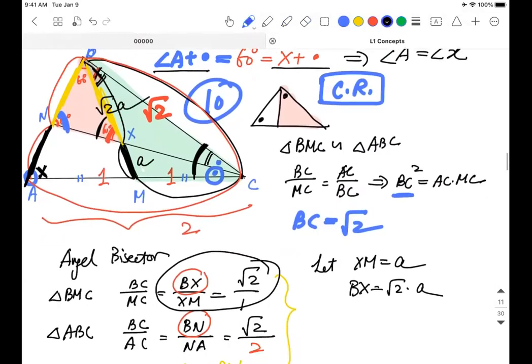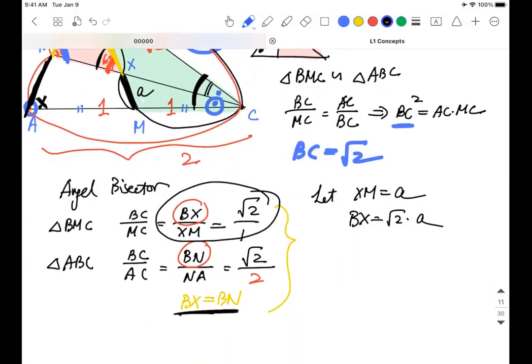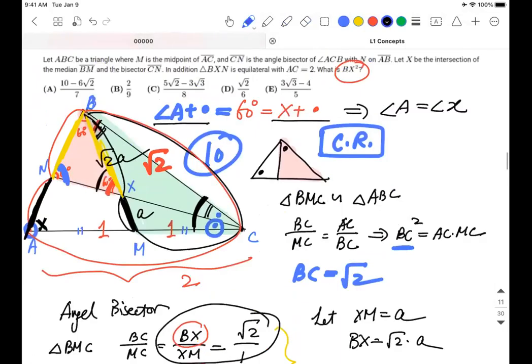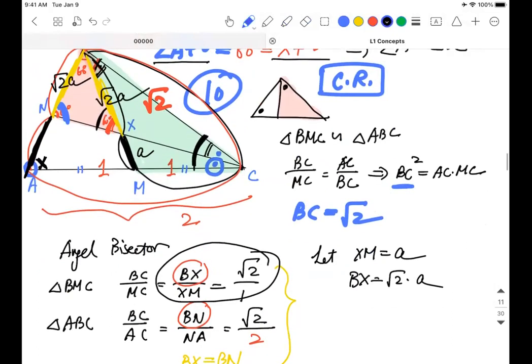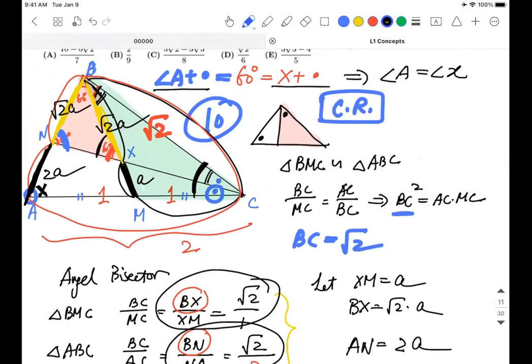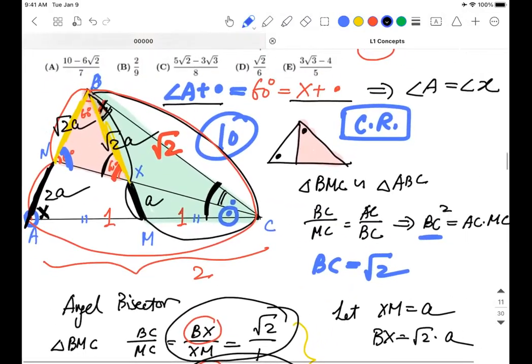If BX is √2 times A, BX and BN, they're the two sides of an equilateral triangle. This is the same, √2 times A. As long as you know √2 times A and A, here, this is going to be 2A. Is it right? So far, so good? Can I have some feedbacks? Are we all good? Now we're actually using one variable and we represent all the segments. That's so nice, right?